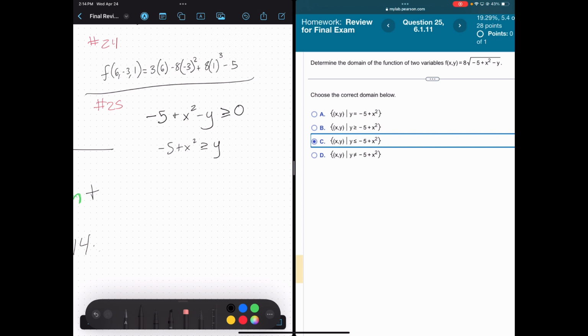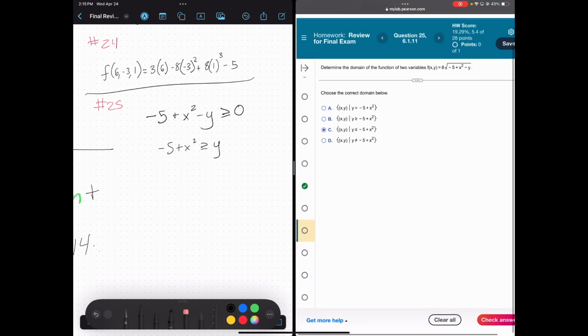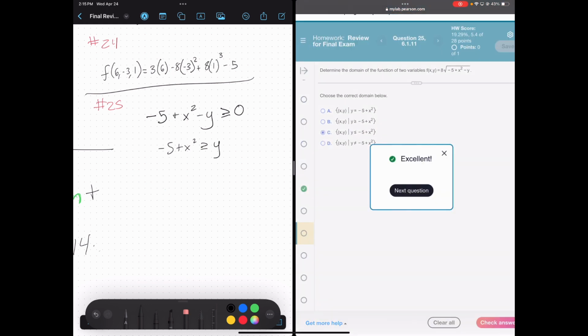C. Careful. Even though the signs are facing the same way, I've switched where the y is, because now the y is on the left side. So if I switch where the y is, I also have to switch the inequality. Good. Very nice. Woohoo!